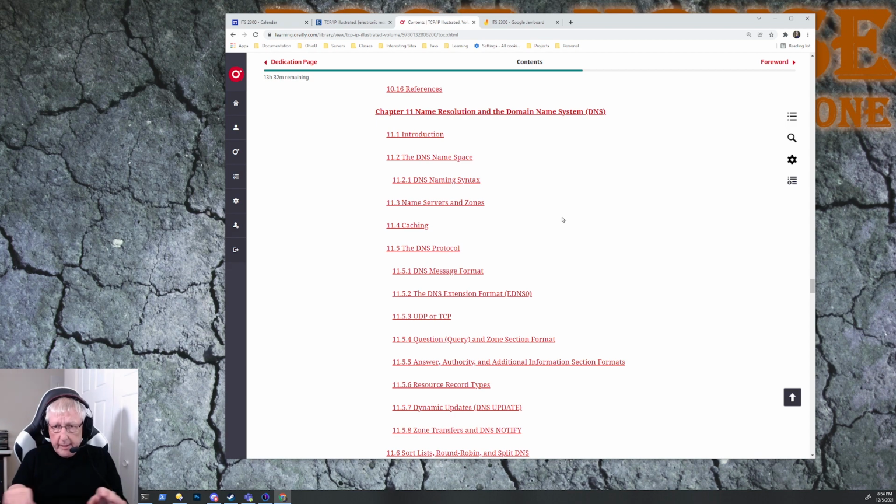Again, for the understanding at the level that we're interested in, what's super important is the first part of the chapter. The introduction, the namespace that talks about how the domain name system is organized, the servers and the concept of servers and zones. It's pretty safe to probably skim the caching section. Don't get caught up in the details there.